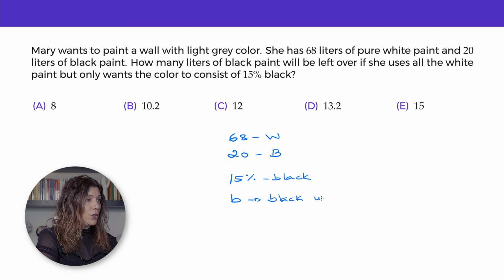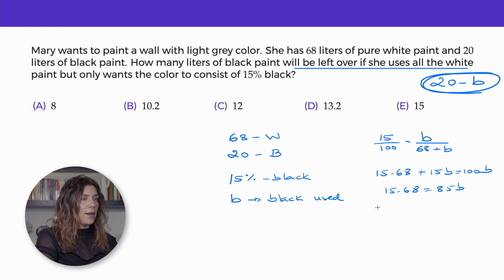So let's solve this. We have 15 times 68 plus 15b is going to be equal to 100b. So we have 15 times 68 equals 85b. Then let's divide both sides by 85. So 15 times 68 divided by 85 will be our value of b. We know that 68 is 4 times 17 and 85 is 5 times 17, so we can cancel the 17. We divide the 15 by the 5, we have 3. So 3 times 4, so b will be 12.